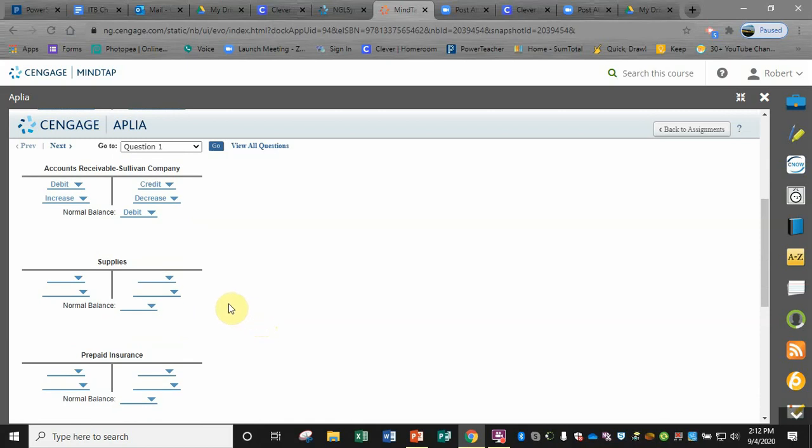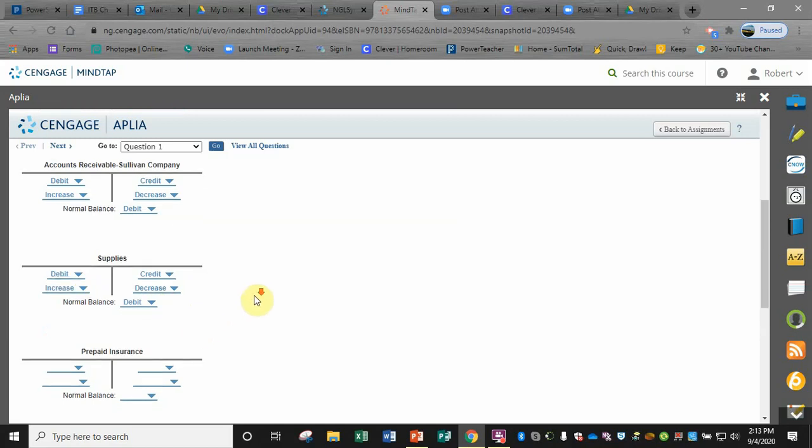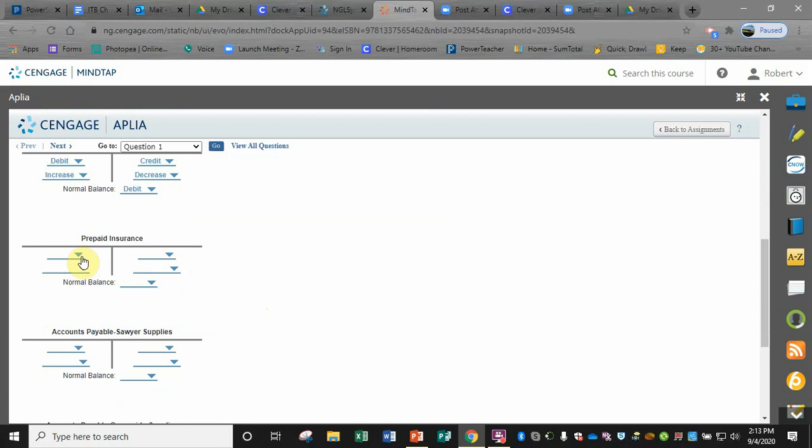So we'll go down to supplies. Supplies, also an asset. So hopefully by now you're getting this. It's the same as the other ones. Balance is always going to be under debit. We've got prepaid insurance, another asset. So we've got debit on the left, credit on the right. This is always going to be increasing. That means this one's going to be decreasing. And our normal balance goes under debit.